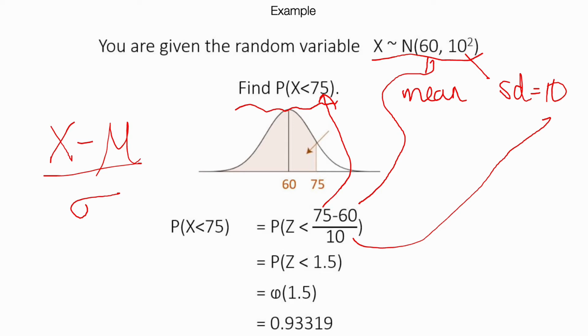So now we can use our table to go and read the value of 1.5, and we use this symbol here to write it, phi. I think that's how you draw it. And when you look on your statistical tables for 1.5, you will get the answer here, 0.93319.